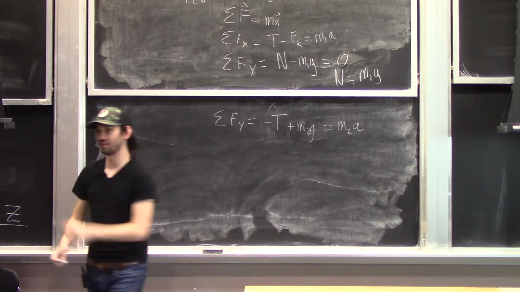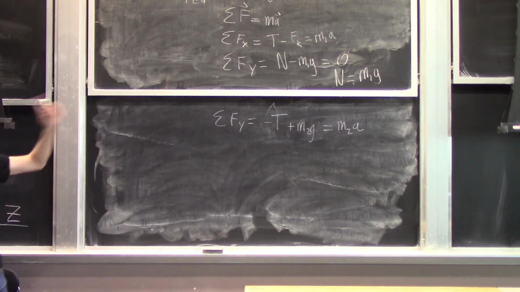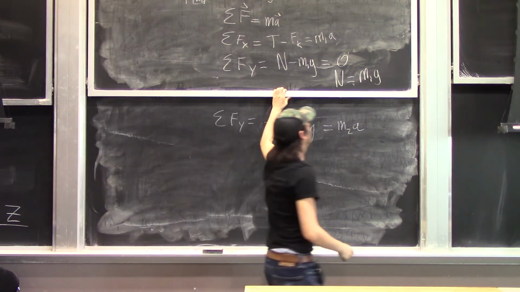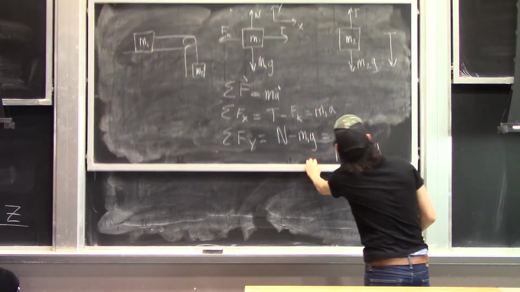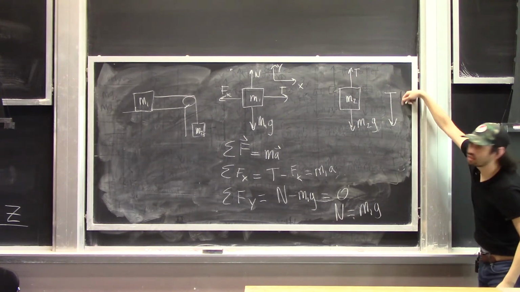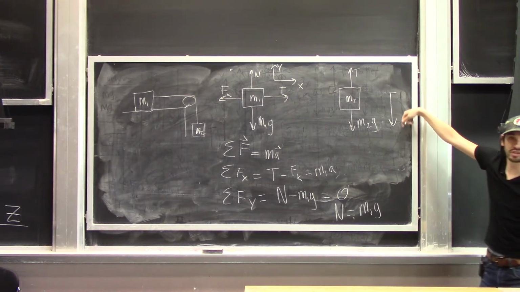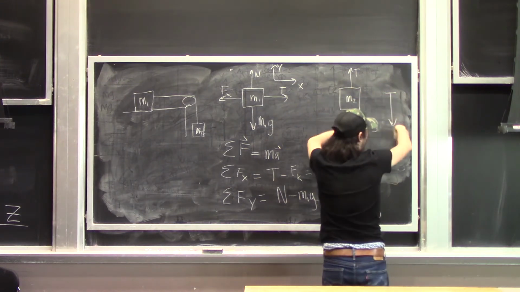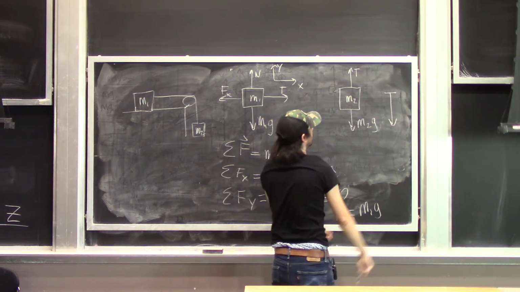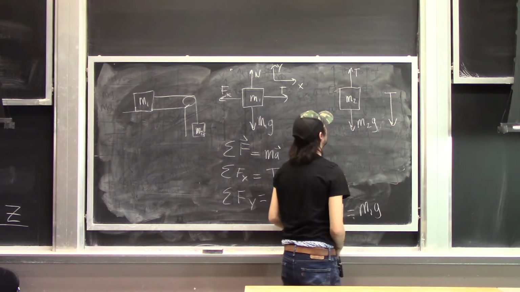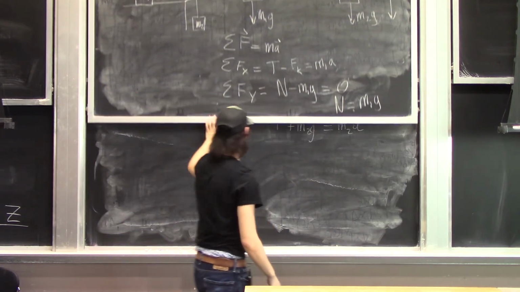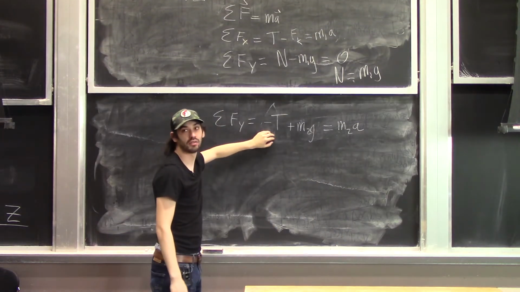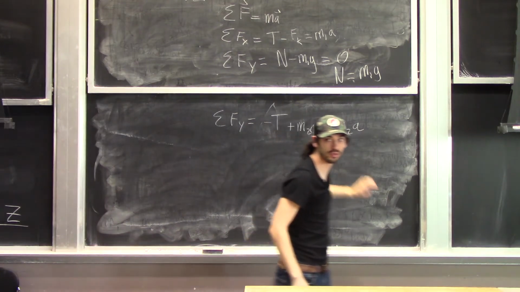Why is gravity positive? It's because I chose to define my coordinate system so that down is positive. I'm choosing the direction it's going to move to be positive, and so the force of gravity is in the same direction as the way that it's going to move. The tension is in the opposite direction. And so you see when I wrote this equation here, tension's negative, gravity's positive. Okay?